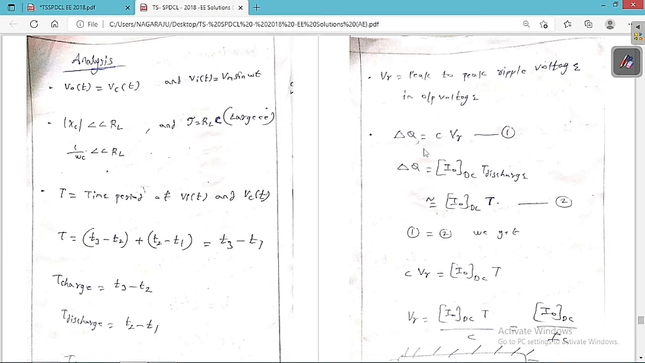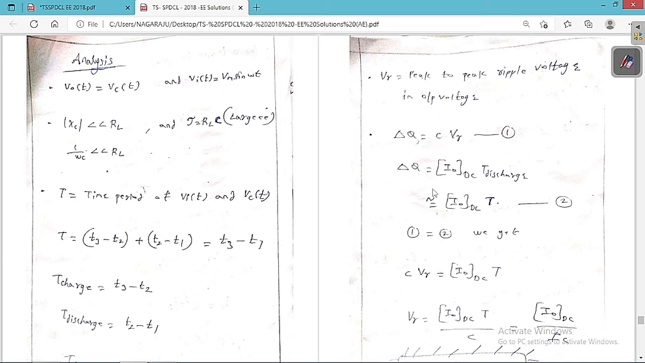So what is the amount of charge given in the discharging time period? Delta Q is equal to C into the change of voltage in the discharging mode, which is VR. So delta Q equals C into VR. Delta Q is the charge given by the capacitor to the load when the diode is off, and the change in the output voltage is VR. So that's equation 1.